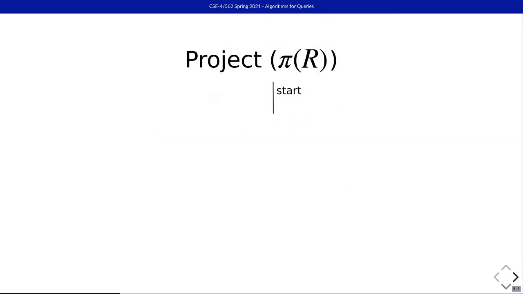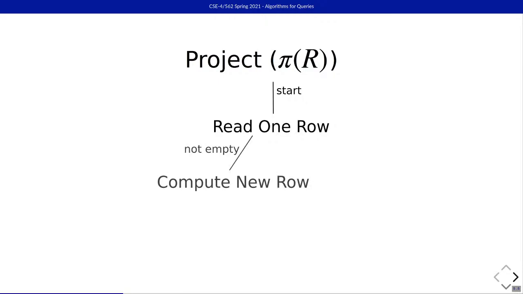Okay, projection. Project of R is going to start by reading a single row. If there's a row to be read, it's going to project out the relevant attributes, produce a new row, and return it. Even simpler than the selection. If there's nothing else to be read, then there's nothing else to be read. We're done.